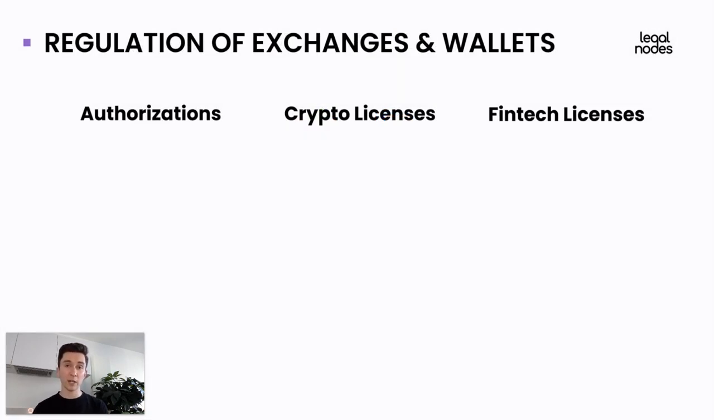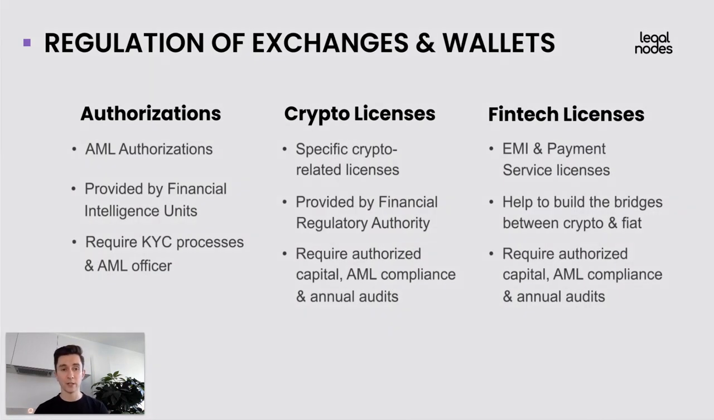Speaking about such regulations, we can split them into three different types. The first one is the authorization. The second one includes crypto licenses, and the third one includes the fintech licenses. So let's speak a bit more about each of these types of regulations.